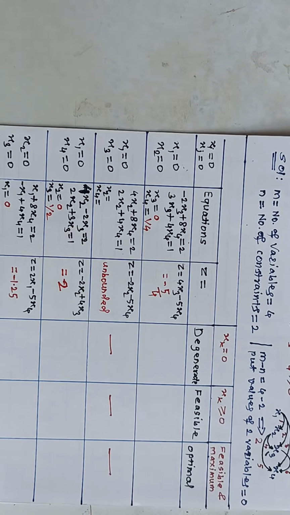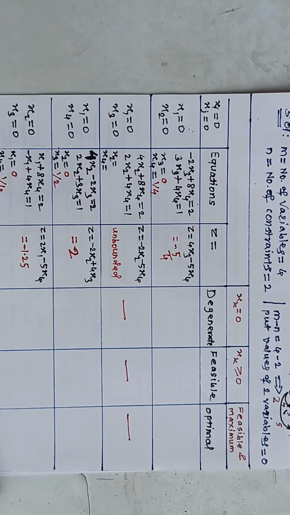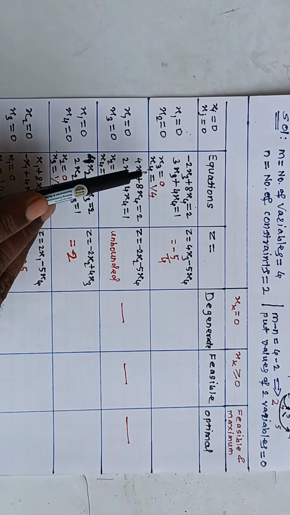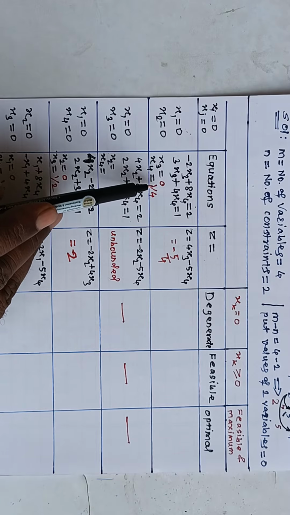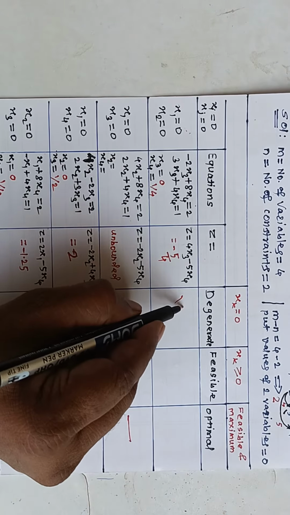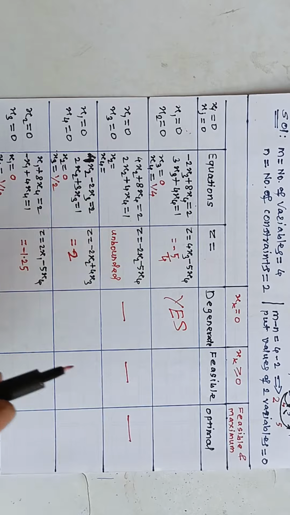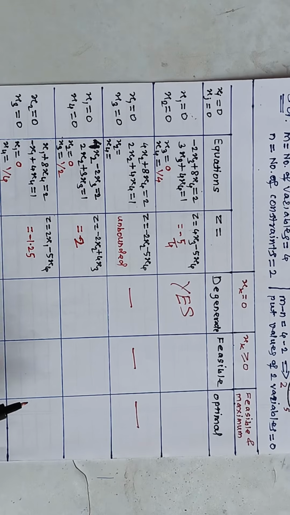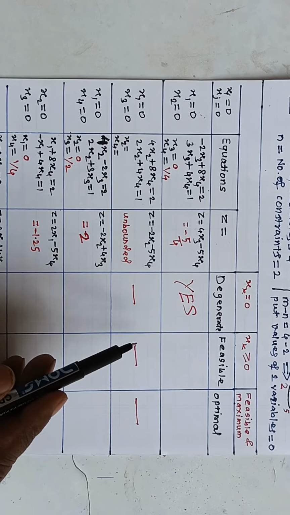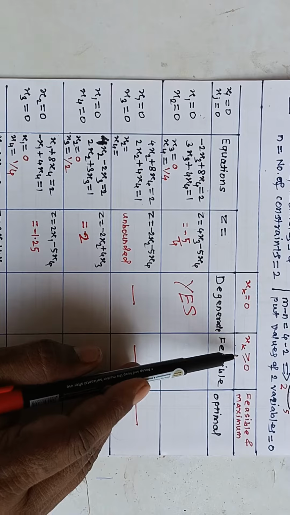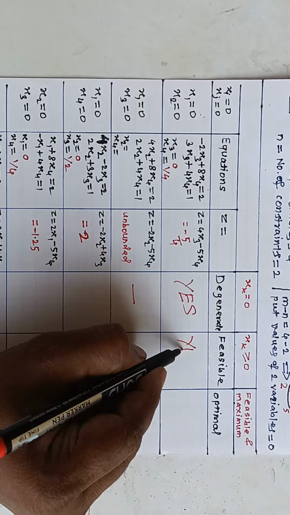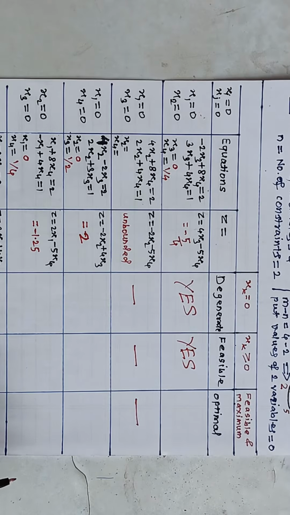Now let us know, is the solution degenerate? Here x3 is 0, x4 is 1 by 4. Any one value is 0, so xk is equal to 0, degenerate. Yes, we can say it is degenerate. Is it feasible? You can see x3 and x4 both are 0 or greater than 0, means xk is greater than or equal to 0. So it is feasible also. Yes, we can say it is feasible.